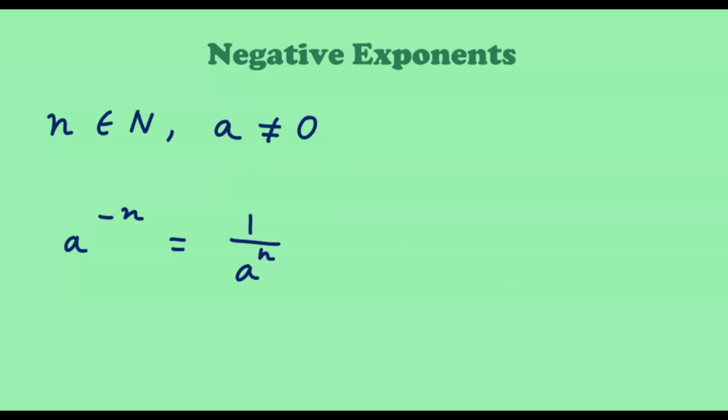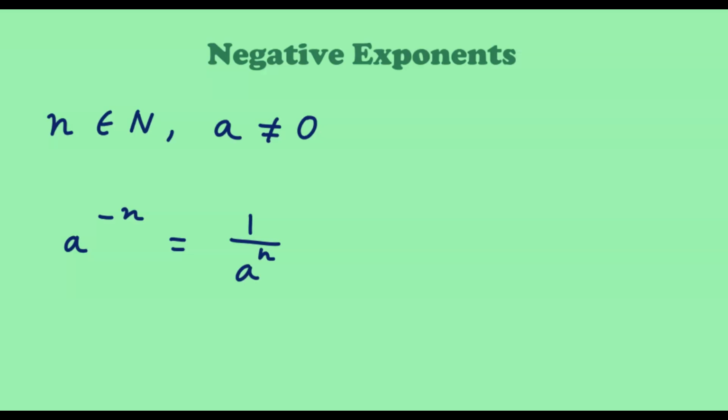Now, in this definition, we need a to be non-zero. This is because if we consider a to be 0, then we will have 0 to the power negative n is 1 divided by 0 to the power n. And 0 to the power n will be 0, and so we end up with 1 by 0, but division by 0 is not defined. This is undefined, and so we do not end up with a real number. Because of that, a cannot be 0. It has to be non-zero.